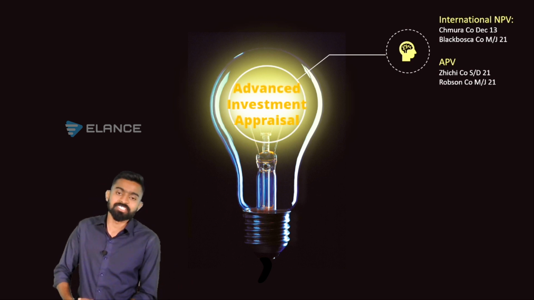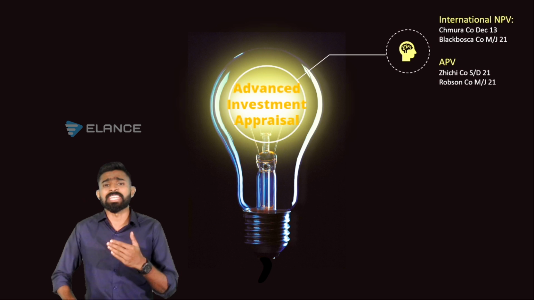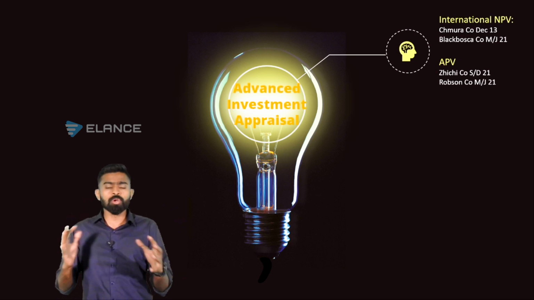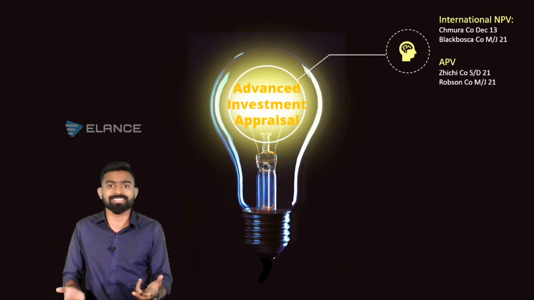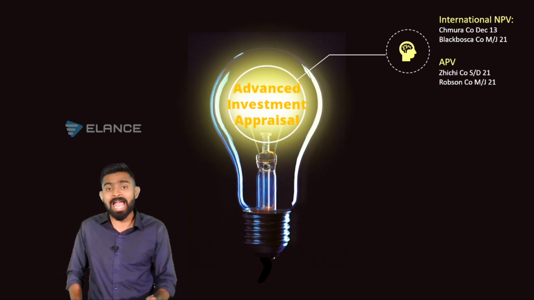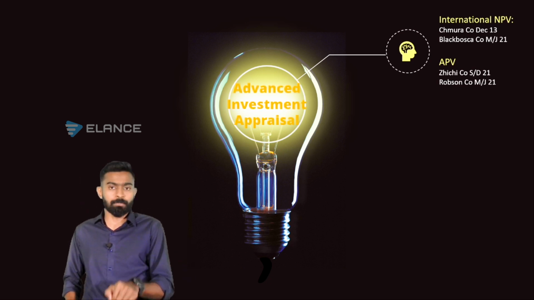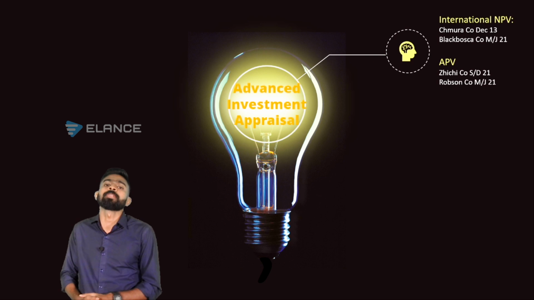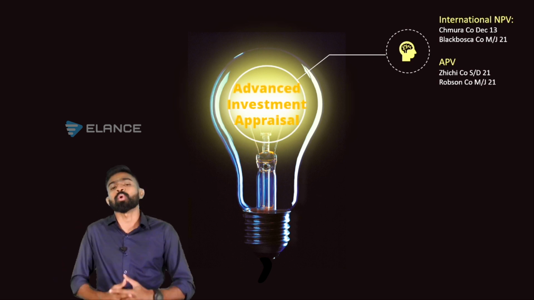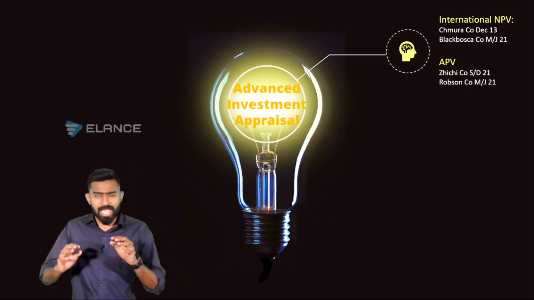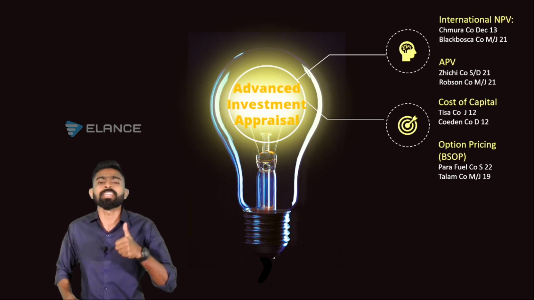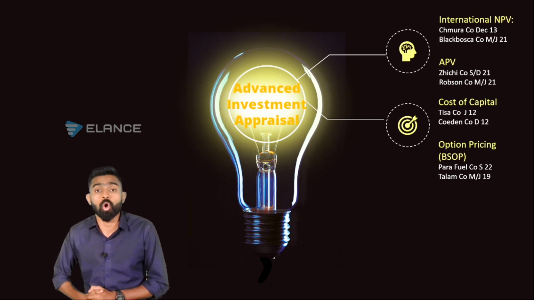For sure, I can't guarantee that, right? In most cases, the examiner tests either international NPV or APV. There won't be 2 questions in a single paper. The examiner is not going to ask APV and international NPV in a single paper. Either international NPV or APV, that is highly probable. Out of these 2, any question is highly probable. And we can expect a sub question from this. One could be on cost of capital, another could be option pricing.